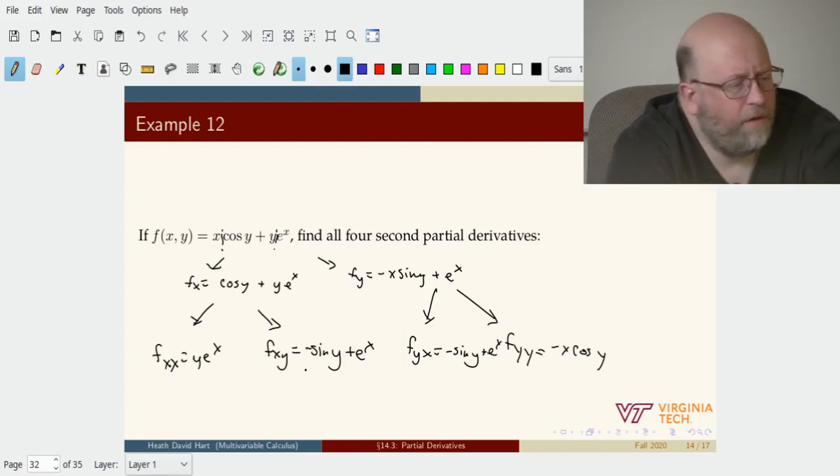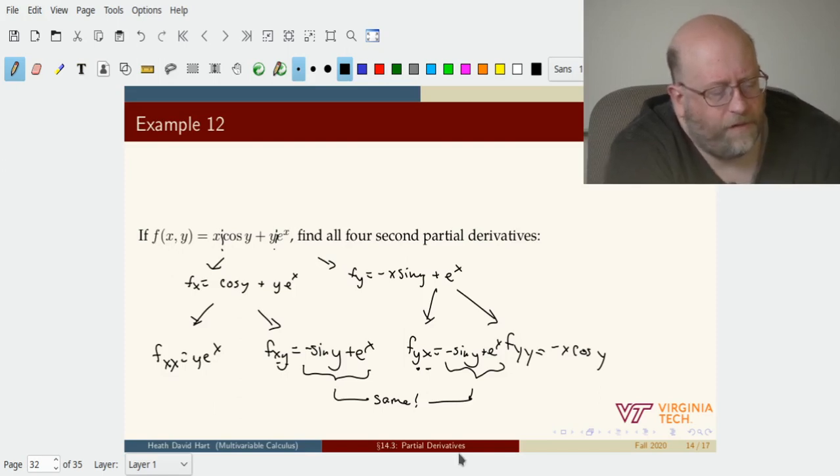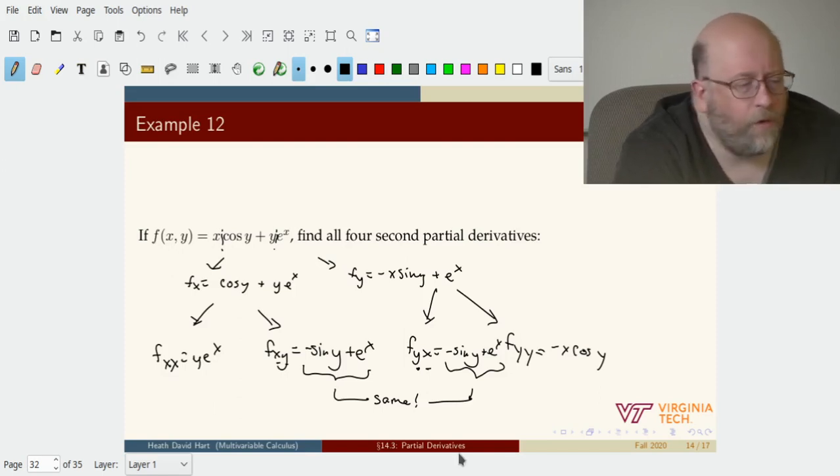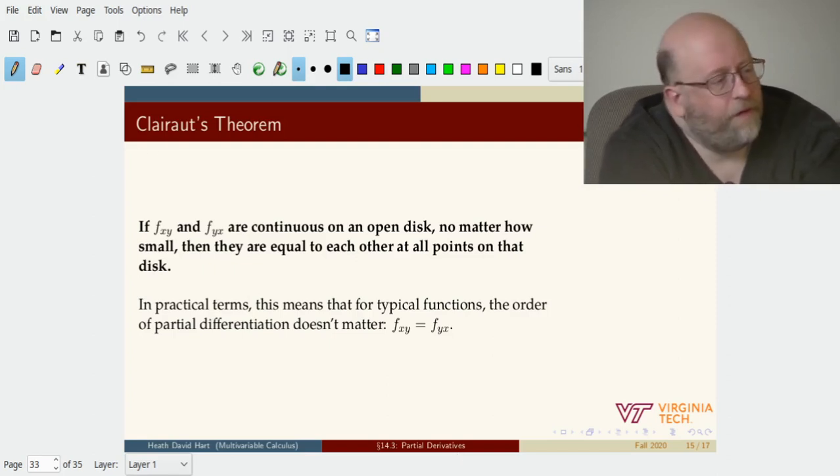And one of the things I want to point out is that this partial derivative and this partial derivative turn out to be the same. Both of these turned out to be negative sine y plus e to the x. That is, taking the derivative of x and then y gave me the same answer as the derivative of y and then x. Does that always happen or just sometimes? Well, the answer is in Clairaut's theorem.